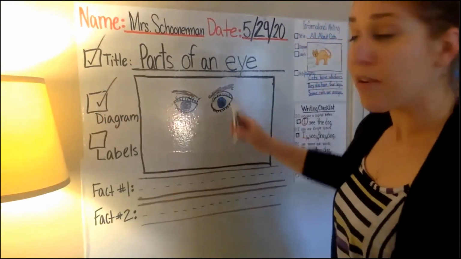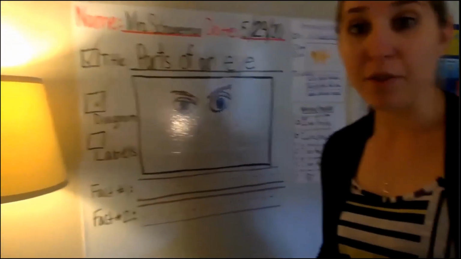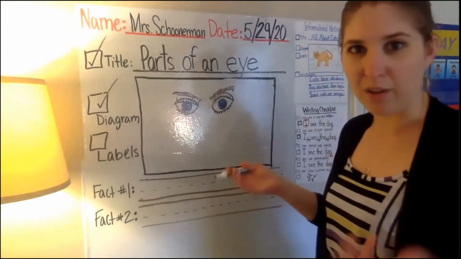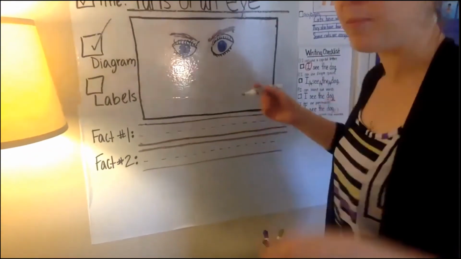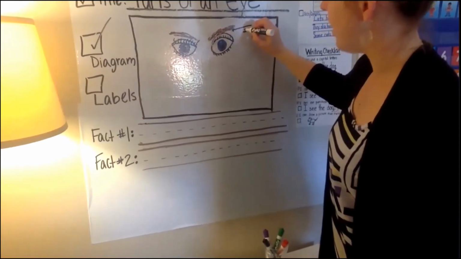I drew the diagram of the eyes. Now it's time for us to add the labels. So the different parts, what are the different parts called? All right, well, part number 1, we know these are called eyebrows. So eyebrows.